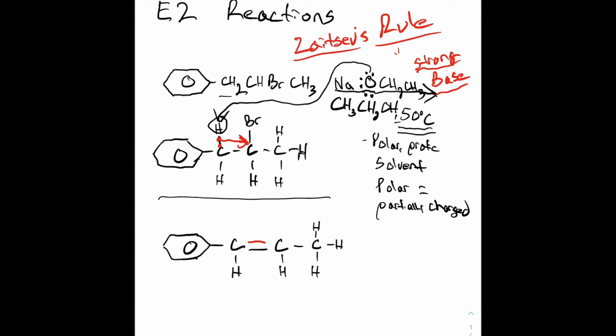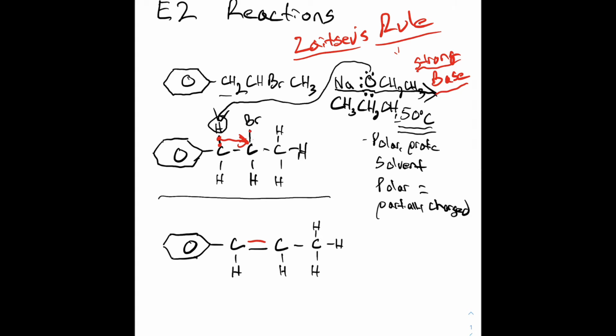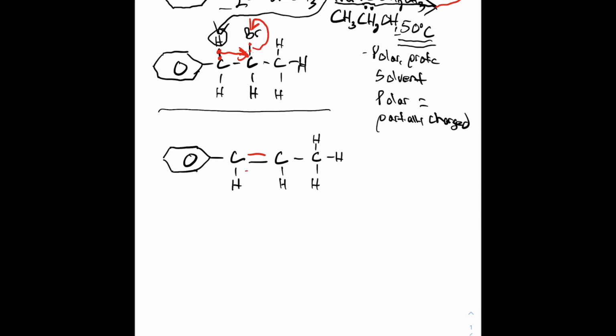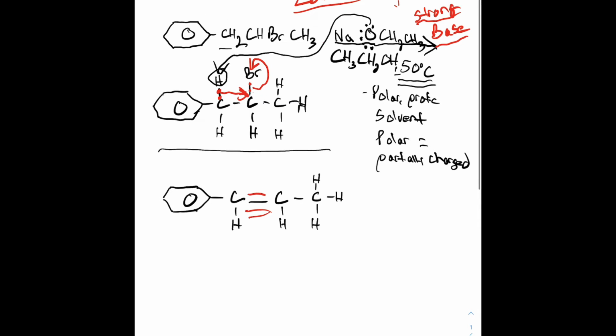When it attacks this adjacent carbon, this bromine is already tugging on the 2 electrons in the bond. So when this pair of electrons that were on the hydrogen attacks the carbon, this pair of electrons is going to break off onto the bromine. And when you do that, you form a double bond, or an alkene, as such.